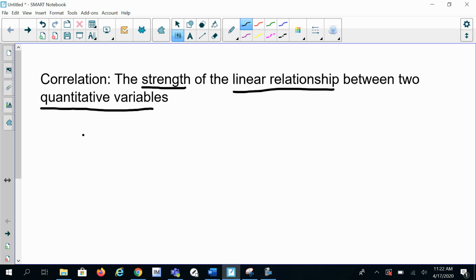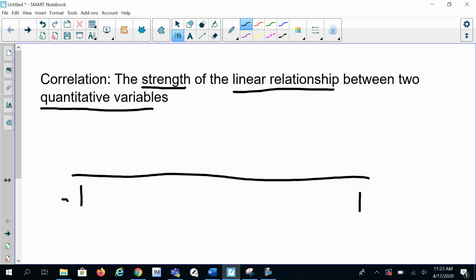The symbol for correlation is a lowercase r. It just is. I don't know if it looks like an r or not, but it is a lowercase r. And correlation has to be between the values of -1 and 1. Anything outside of that means something went wrong. Correlation cannot be less than -1, and it cannot be bigger than +1.